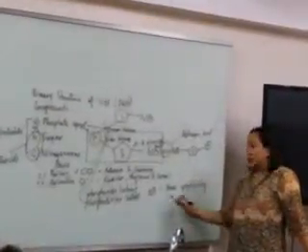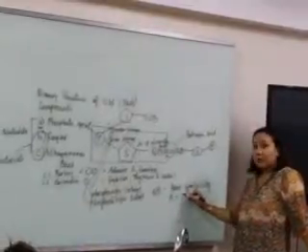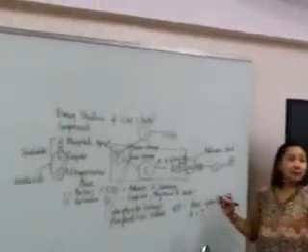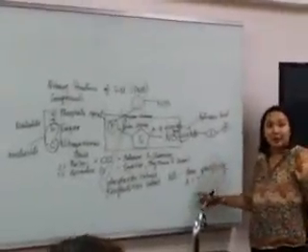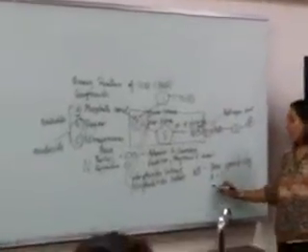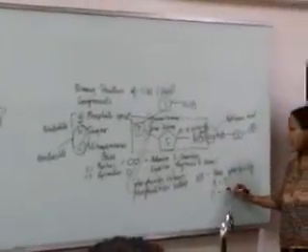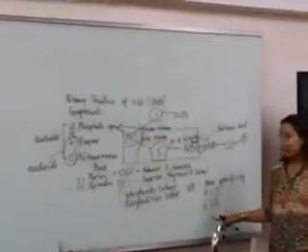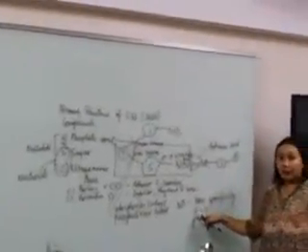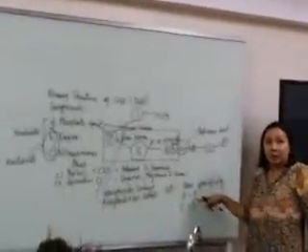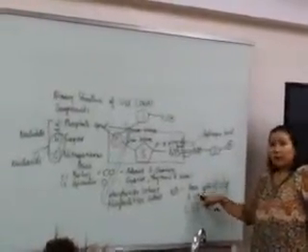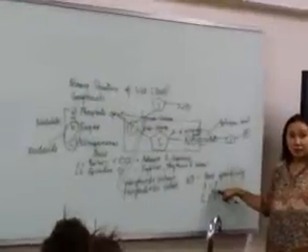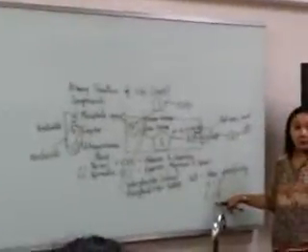Okay? A pairs only with T. And your C pairs only with G. But please take note of my representation. Because if you're going to look at this one, A pairs only with T with how many hydrogen bonds? 2. For C to G, you have 3.